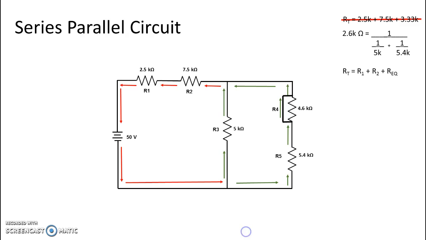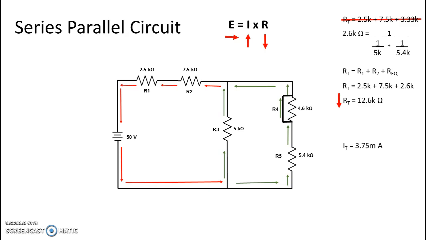Now, of course, we can add that to our two series resistors, and we get a total resistive value for the circuit of 12.6K ohms, which is actually a decrease from our original of 13.33K ohms. So we look again at Ohm's law. If we had a voltage that did not change and resistance that went down, we would expect our total current to go up.